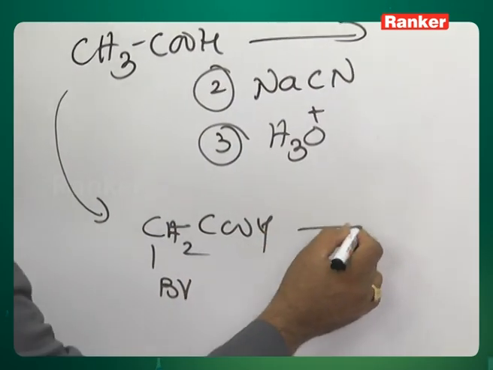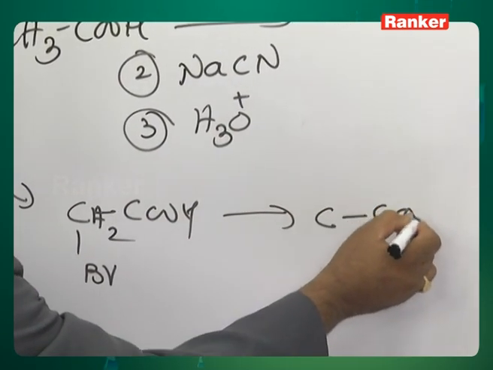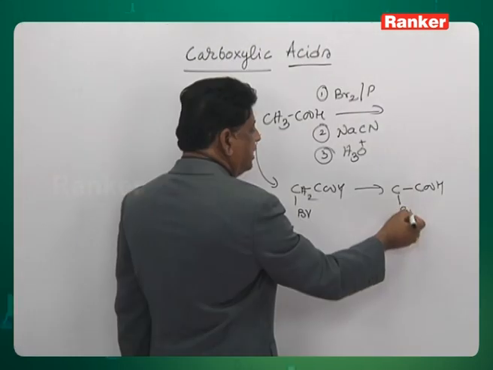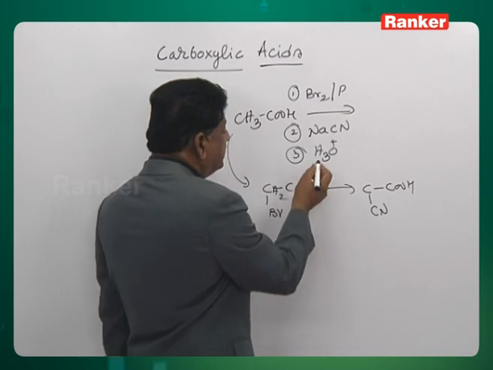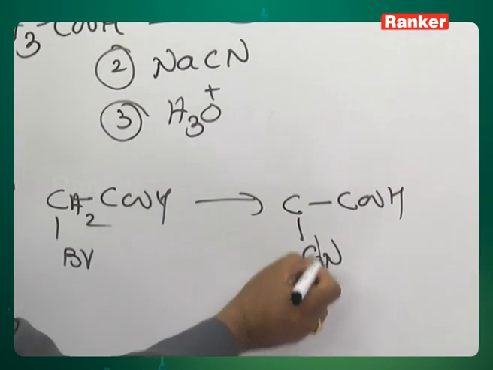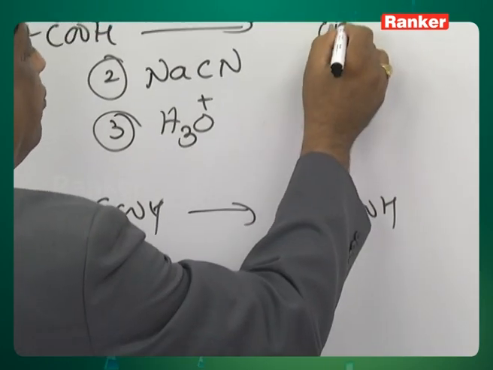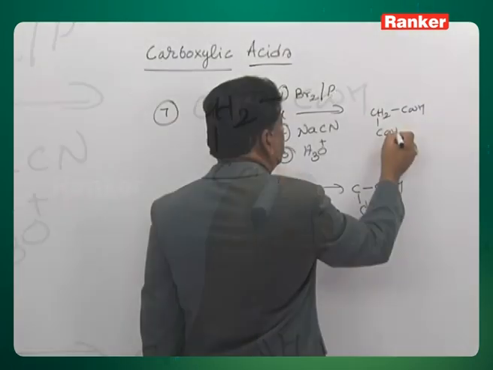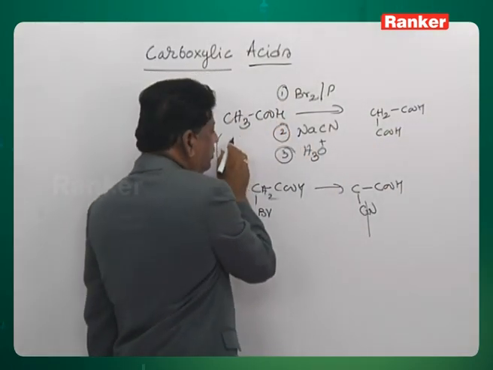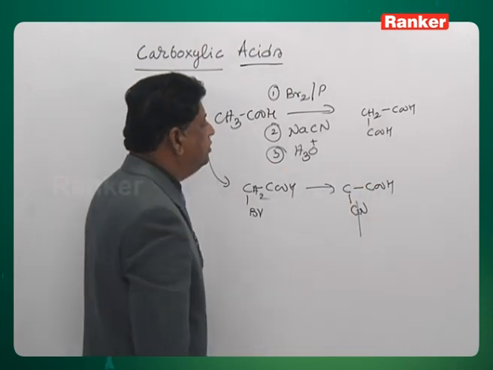This compound on treatment with sodium cyanide, in the second step, a cyanide is entered in the place of bromine. It is a replacement reaction, a nucleophilic substitution reaction. This cyanide, which has a triple bond, will undergo hydrolysis and become a carboxylic acid. So the final answer will be that two carboxylic acids are coming: the original carboxylic acid, and in addition to that, the halogenated one converts into cyanide and hydrolyzes to give the acid.